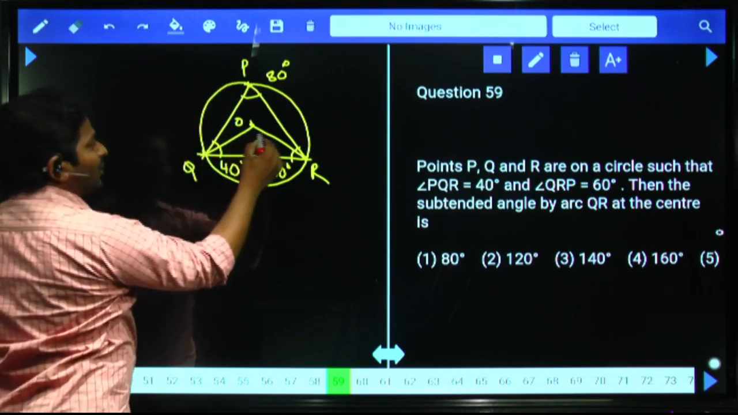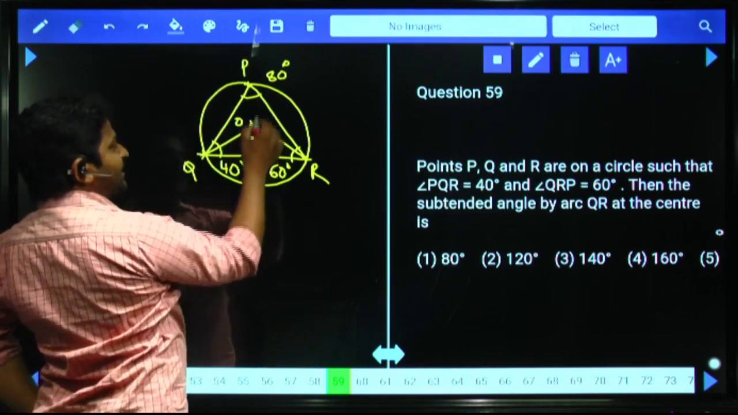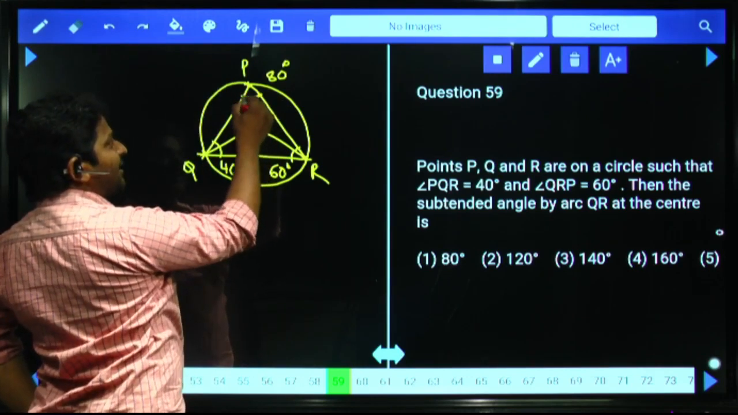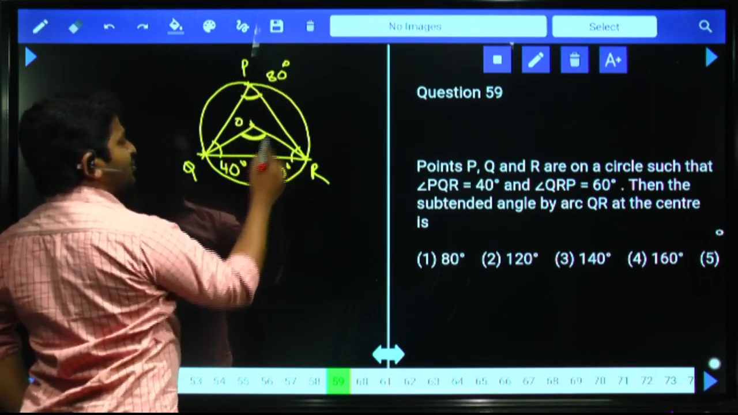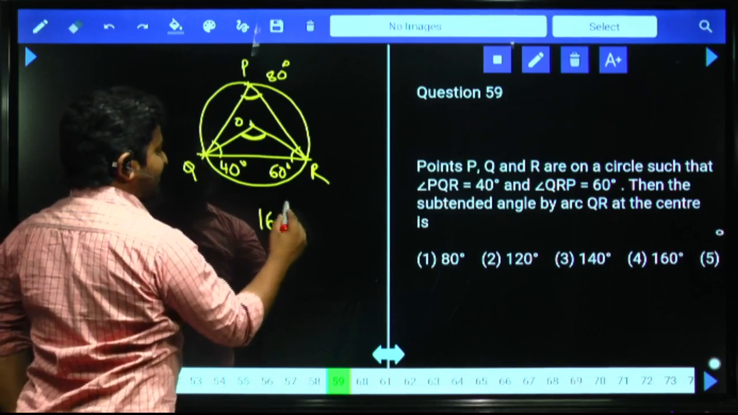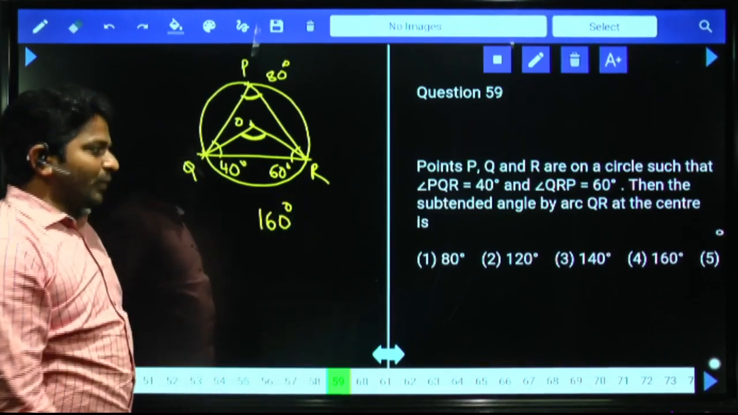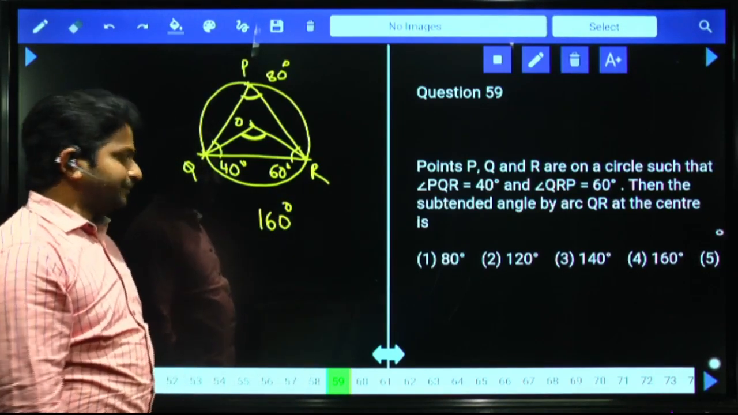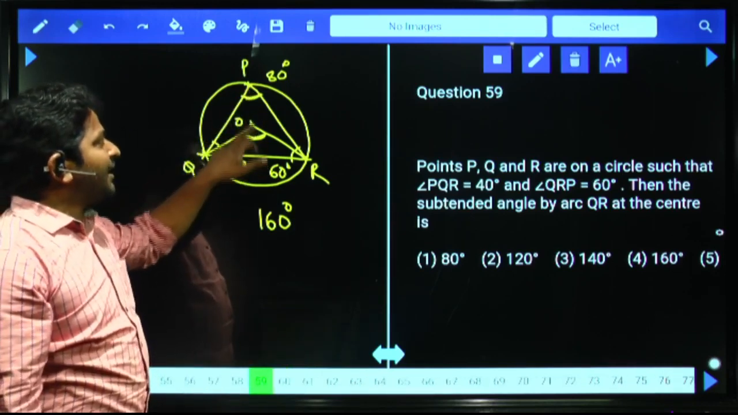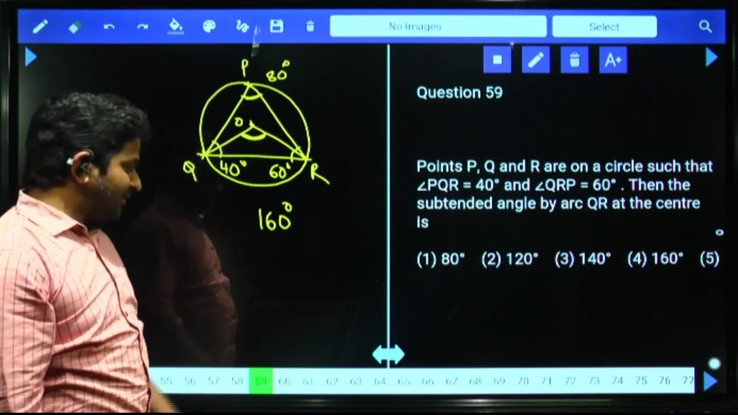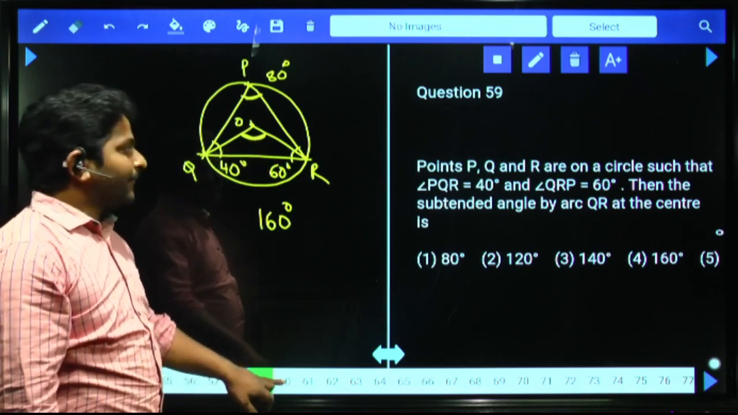Now, angle at center O will be exactly 2 times the angle at P. As this is 80 degrees, angle at O should be 160 degrees. Fourth option answer. Angle at center O will be exactly double the angle at P. That is 2 times 80, which is 160 degrees.